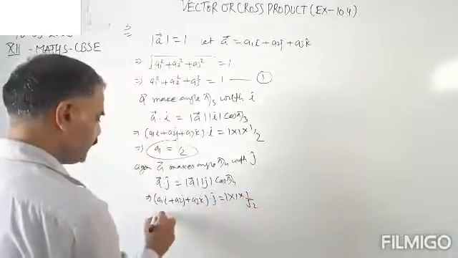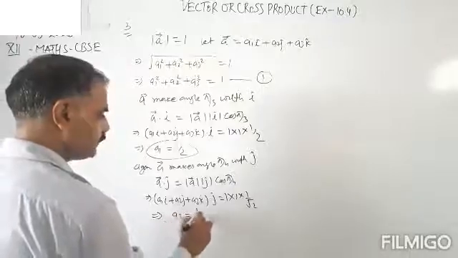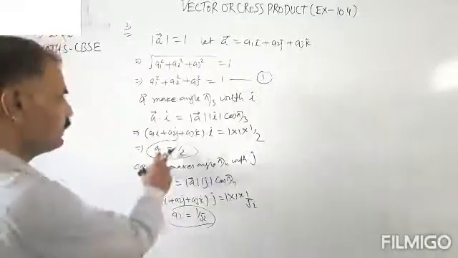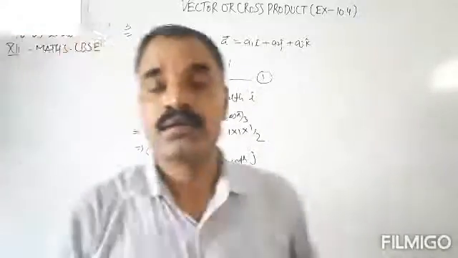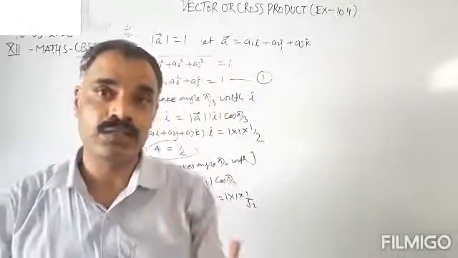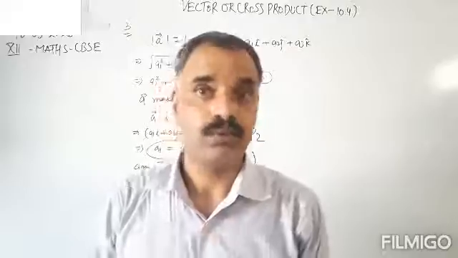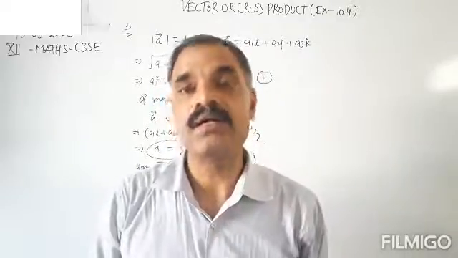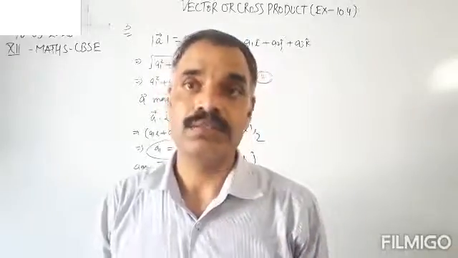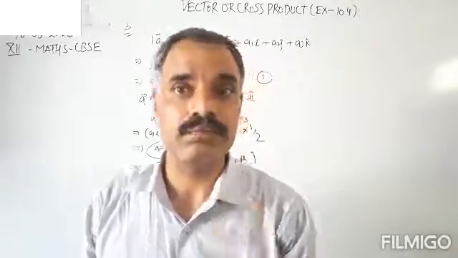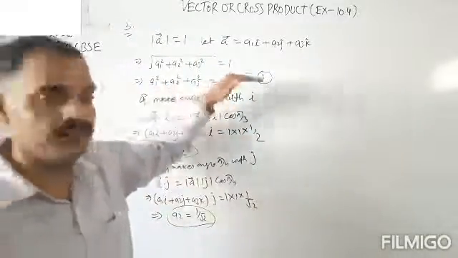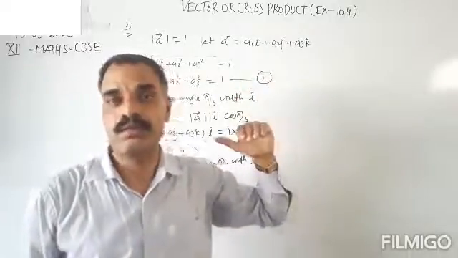So after multiplying this we will have a2 equals 1 by under root 2, a1 equals 1 by 2. Now it is given that this vector makes an acute angle theta with k cap. But before finding the angle theta we have to find the components of vector a. We can easily find them: a1 is given, a2 is given, and the relation between a1, a2 and a3 is given, so we can find a3.